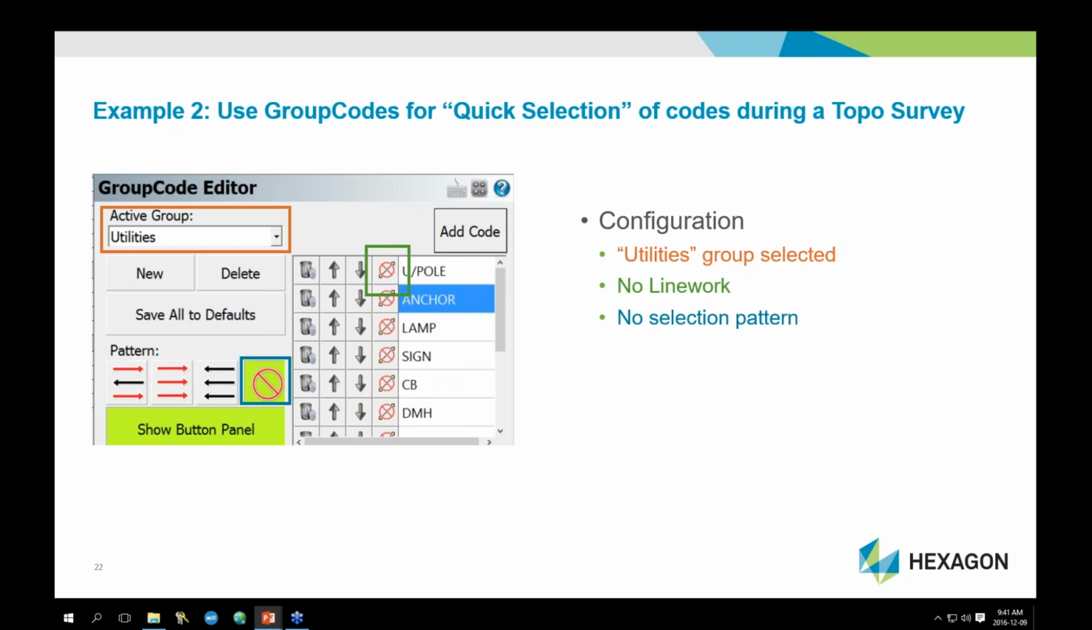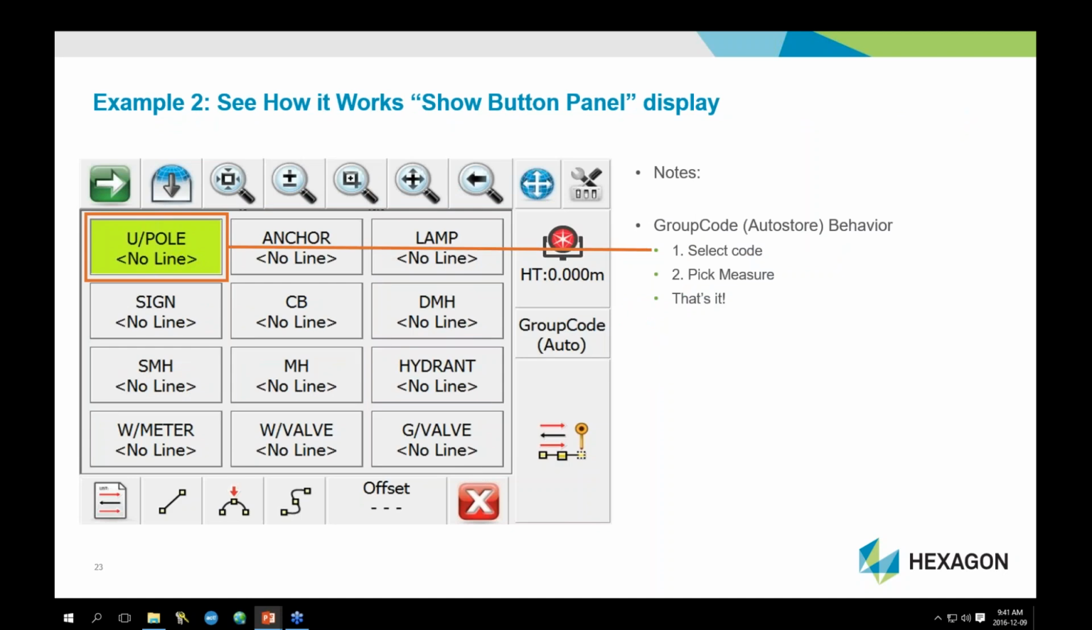You can see that I don't have a pattern. These are the types of descriptions that I'm just going to access in random order, so I don't need to set any pattern. I have Show Button Panel on, and that's going to hide the map view in the carousel. Here's what it looks like when you pick on OK.